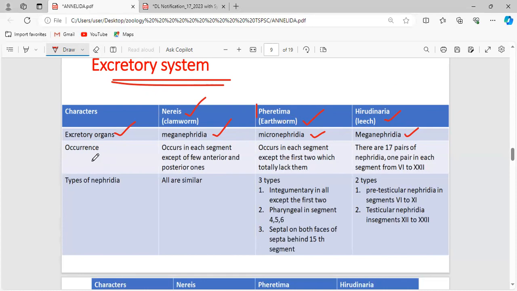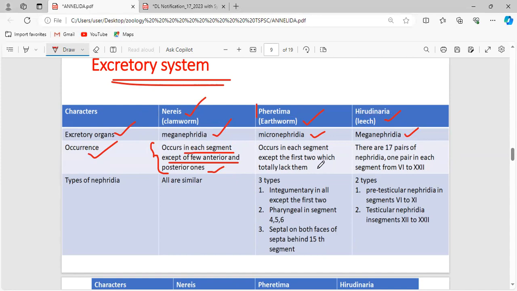Which nephridia, and where does it occur? It occurs in each segment except a few anterior and posterior ones. The excretory organs will be present in every segment except some of the anterior and posterior segments. All the segments consist of excretory organs, but no segment is meant only for excretion; there is no such thing. They are present in the majority of the segments except some of the anterior and posterior ones.